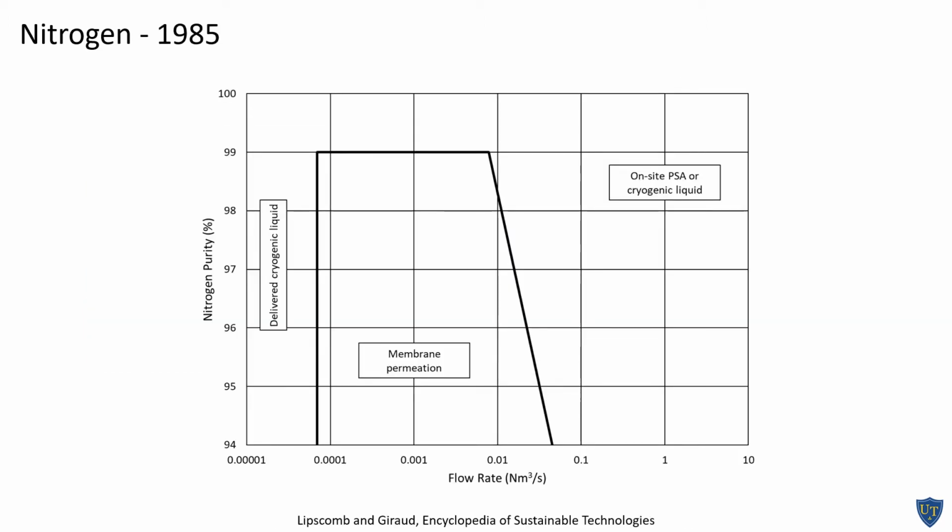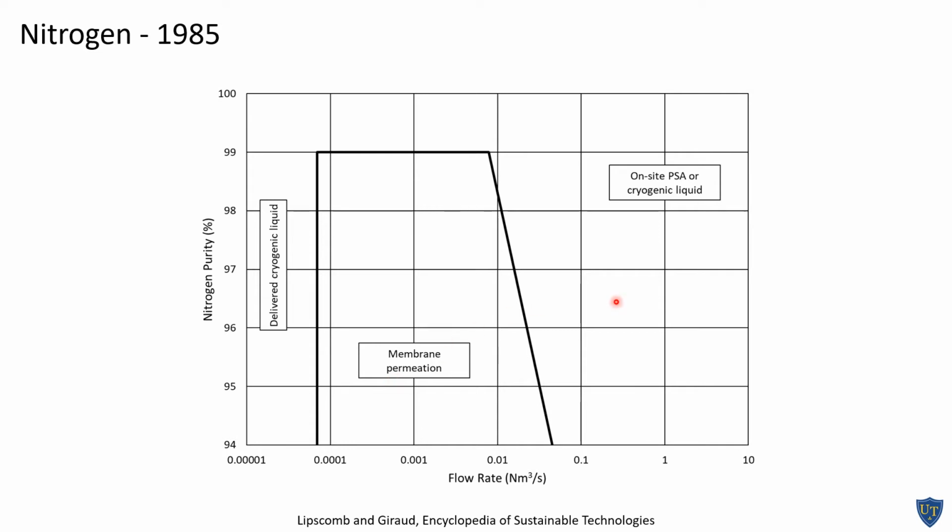This slide illustrates what part of the nitrogen market that membranes occupied back in 1985. This was the time when the process had just first emerged. What's plotted here is the flow rate of the desired product, as well as the purity of the product in terms of nitrogen percent. At this time, the maximum purity you could produce with membranes economically was limited to around 99%. In fact, I think most people would argue it is closer to 95%.